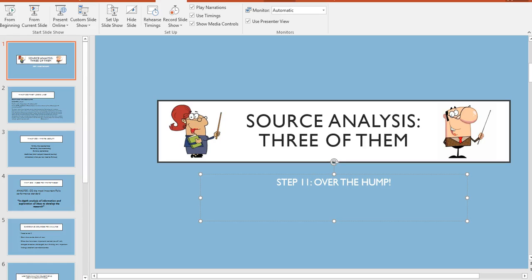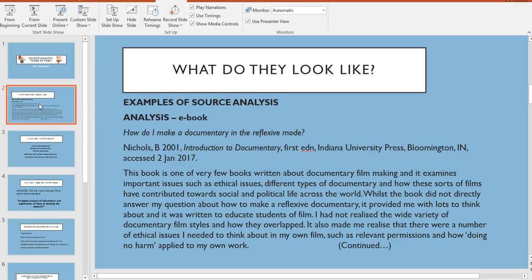And here we go. Step 11 out of 20. Just over the hump and on our way. Source analyses. You've got to do 3 of them. I want to explain what they are and why you have to do them.